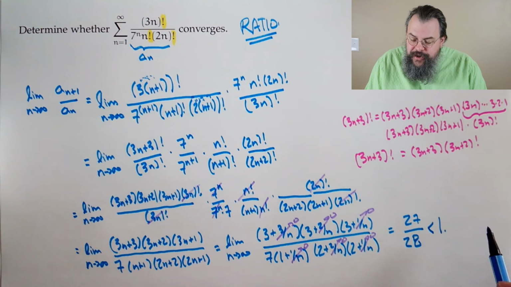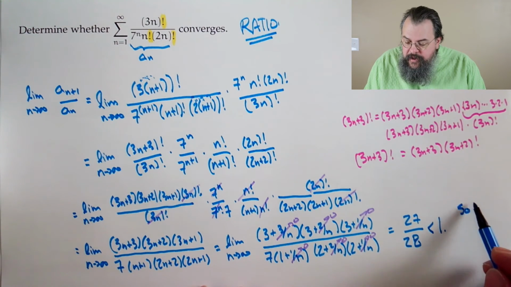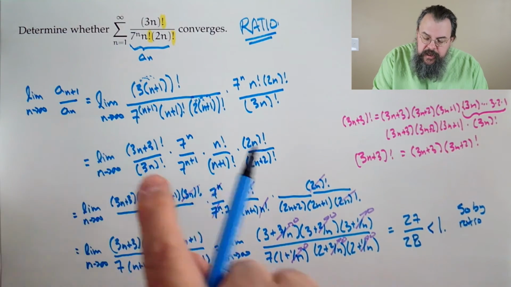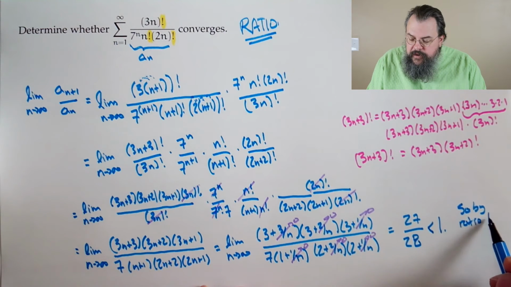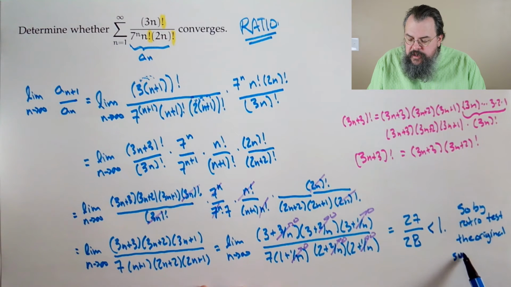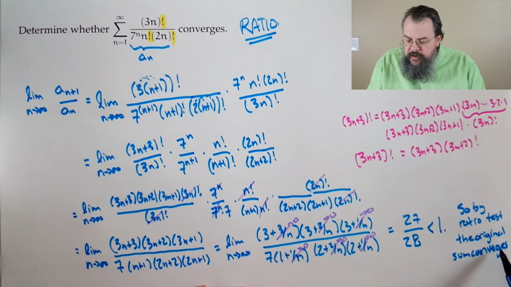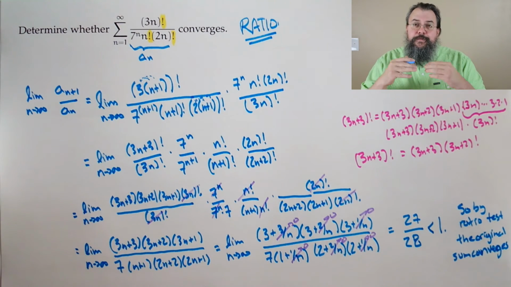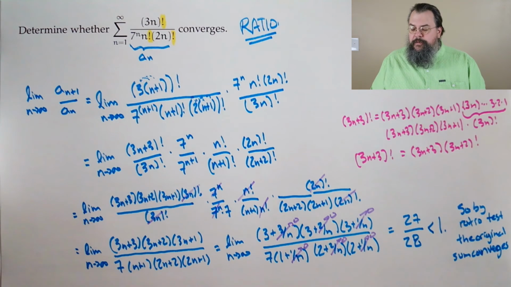Okay, so the conclusion is, since the ratio of these terms as we went to infinity is below 1, we can say by the ratio test, the original sum will converge. Good, good. All right. You notice, very close, very close. It wouldn't take much to push it over the line. So sometimes it's a little delicate. You got to keep track.